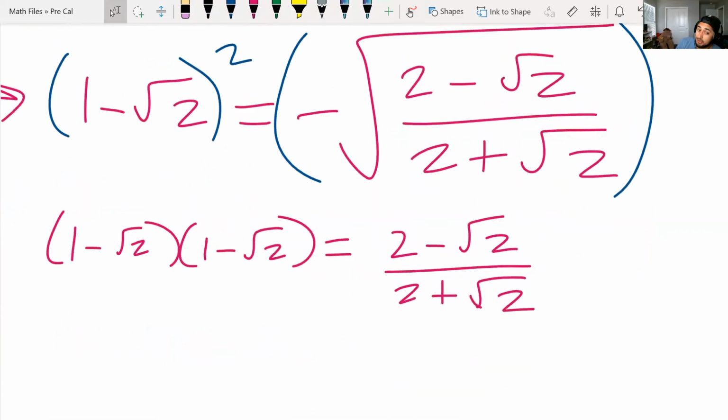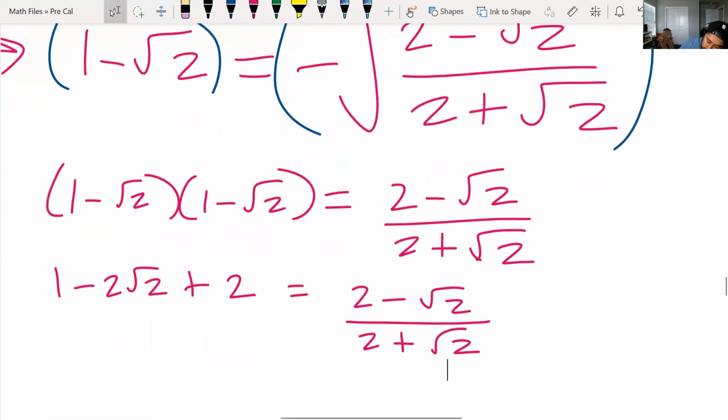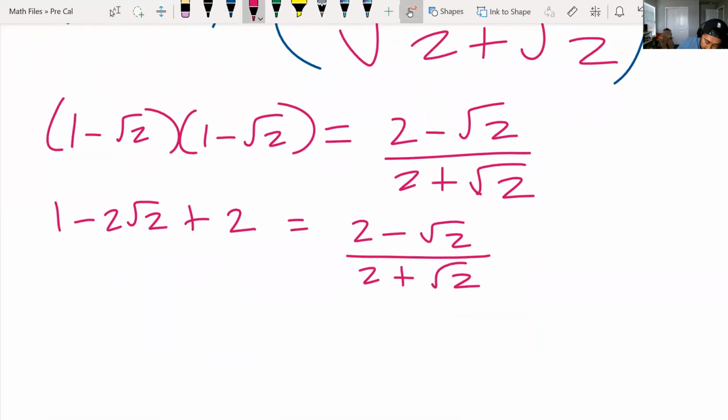All right, let's go ahead and clean up the left side. We'll FOIL that side. So that'll give me 1 minus 2 square root 2 plus 2, because that's 1, that's negative, so that makes 2, and that makes positive 2. Equal to the same thing over here, 2 square root 2 over 2 plus square root 2. And then this becomes, what do I get? 1 and 3, so I get 3 minus 2 square root 2. So that's what the left side has become.